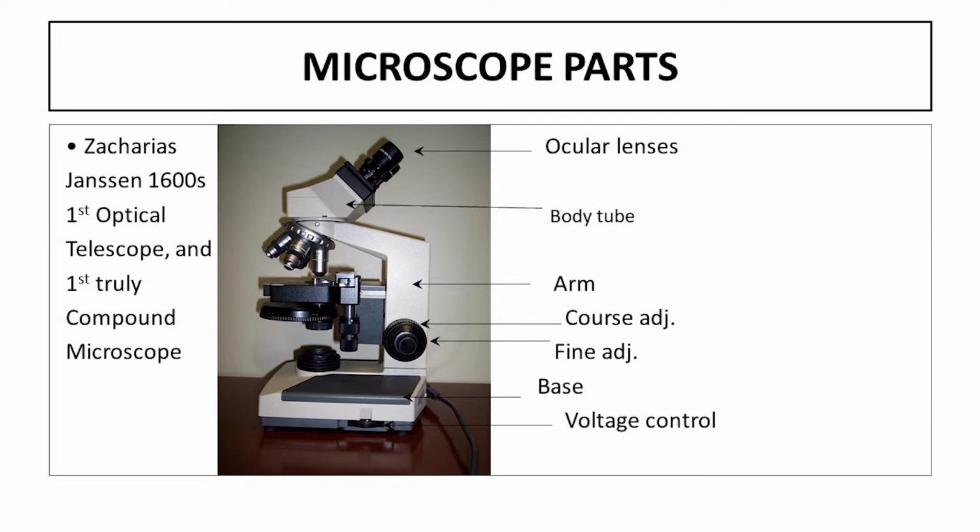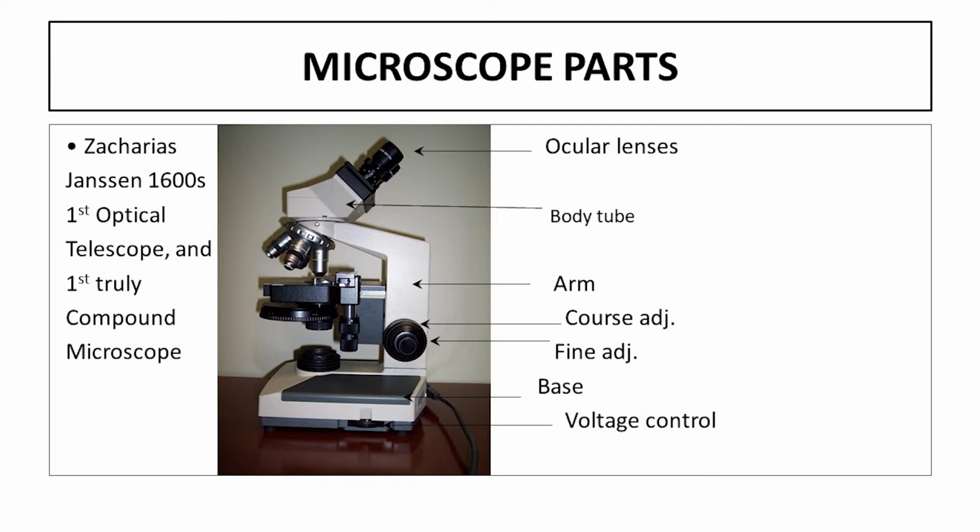The first part is that we have an ocular lens. That's where we look through with our eyeballs. It also has its own magnification power. These lenses actually have a 10x magnification. We also have the body tube here where the light is pushed up through the ocular lenses. The arm is the mounting part for the body. That's the part that you hold on to when you carry it.